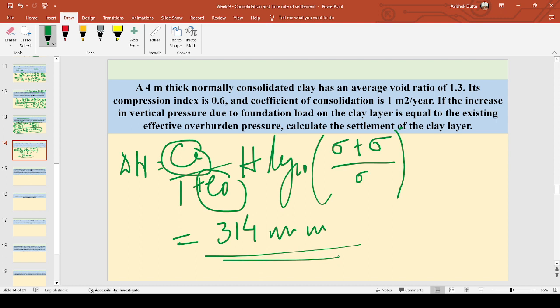The main point was to make you understand that the increment in vertical pressure due to foundation load is equal to the existing effective overburden pressure. What does it mean? If the initial pressure is sigma, the incremental pressure is also sigma, that gives us the final pressure as 2 sigma. So 2 sigma by sigma, that is 2, in Cc by 1 plus E0 H into log to the base 10 2. I hope it is clear. It was a simple question, just a trick in the end. Okay, next question.